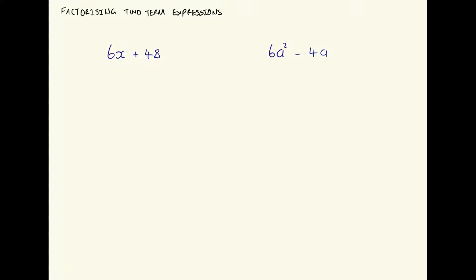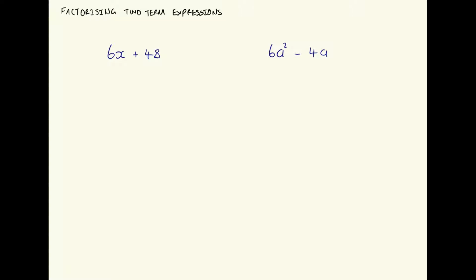Let's take a look at factorising expressions. The expressions that I've got here are two-term expressions, and the reason why is you can clearly see there are two terms in each one. So 6x and positive 48, and here in our second one, 6a squared and negative 4a. So these are two-term expressions. We're going to learn how to factorise them.